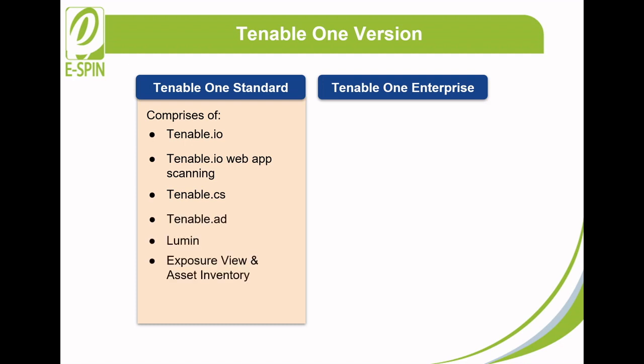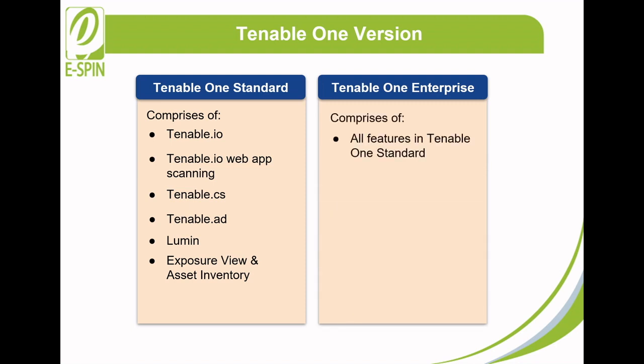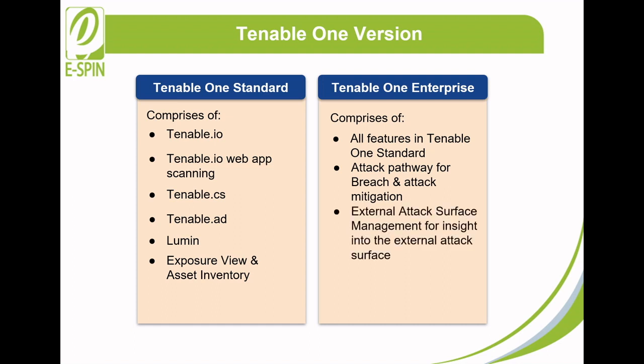Lumin, and Exposure View and Assets Inventory, while Tenable One Enterprise comprises every feature in Tenable One Standard added with attack pathway for breach and attack mitigation and external attack surface management for insights into the external attack surface, allowing organizations to identify and reduce risk from the attacker's perspective. Or, in other words, the Enterprise version includes all Tenable solutions in the Standard version plus the Tenable ASM.